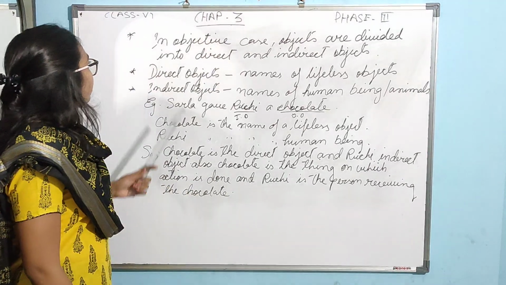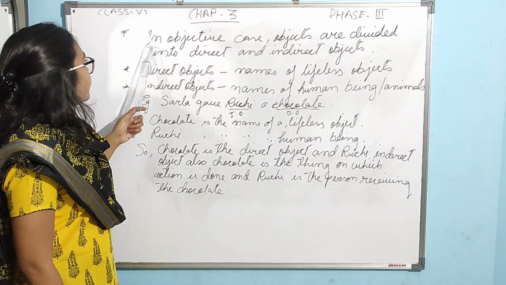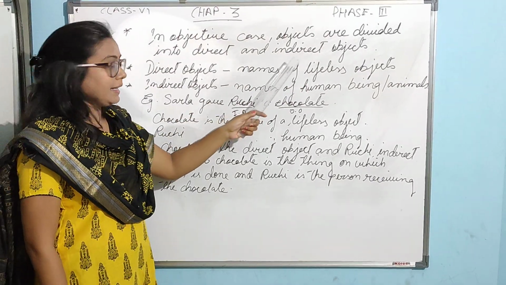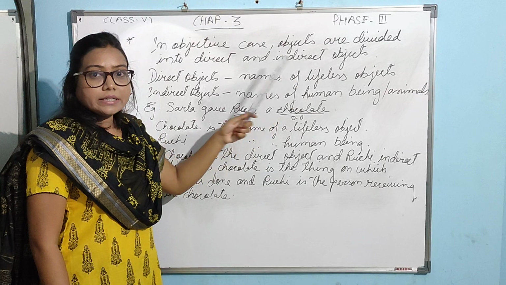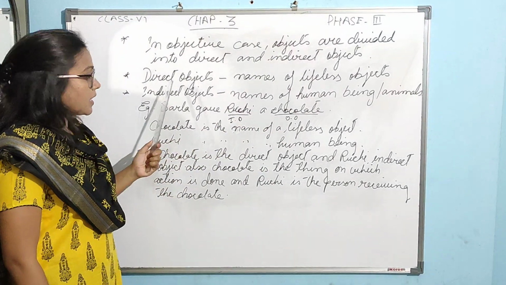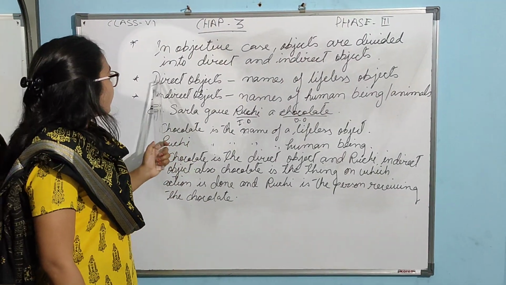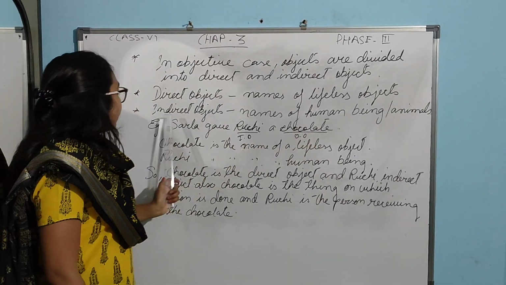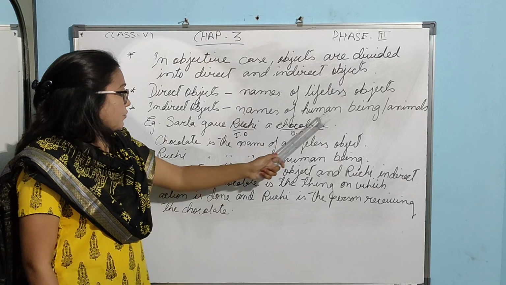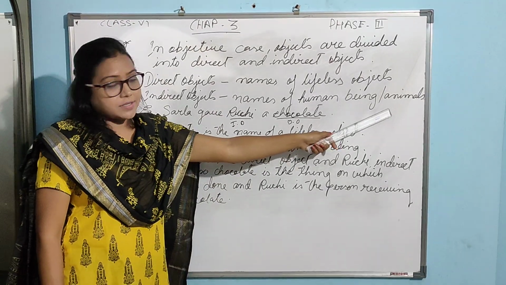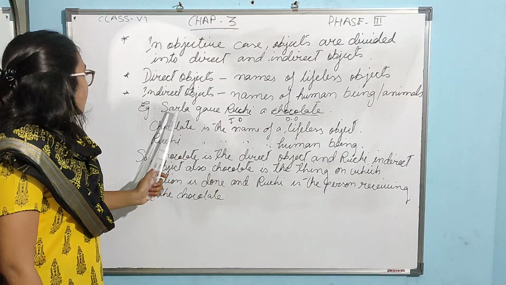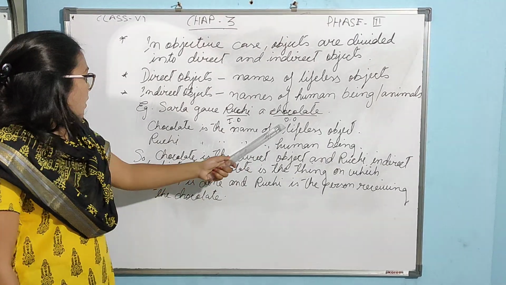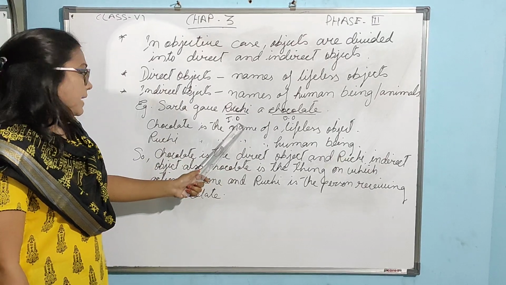We have one more point of objective case, that is in objective case, objects are divided into direct and indirect objects. So, what are direct and indirect objects and how to differentiate them? Direct objects are names of lifeless objects and indirect objects are names of human beings or animals. Follow the example. Sarla gave Ruchi a chocolate. Here, chocolate is the direct object and Ruchi indirect object.